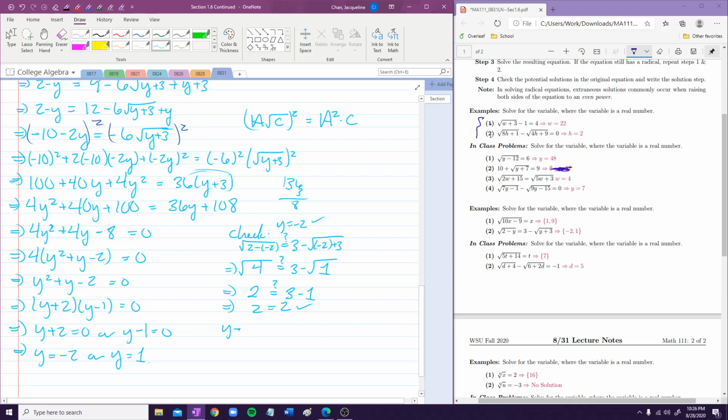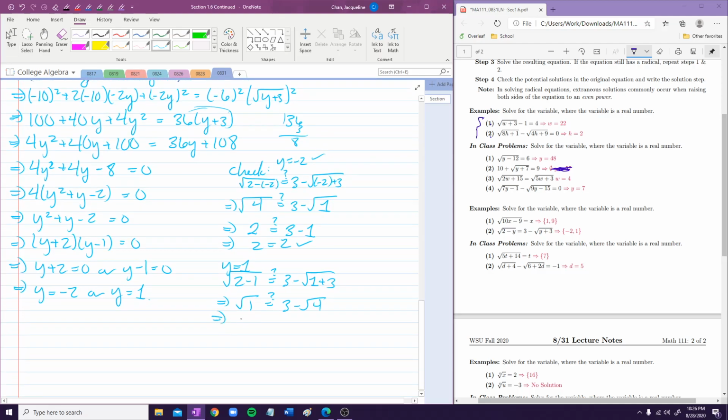So now we have to check y is equal to 1. Okay, so the square root of 2 minus 1, does this equal 3 minus the square root of 1 plus 3? Okay, we have the square root of 1. Does this equal 3 minus the square root of 4? Square root of 1 is 1. Does this equal 3 minus the square root of 4, which is 2? Okay, 3 minus 2, that's 1. These are equal. So that also says y equals 1 is a solution. Therefore, y is equal to negative 2 and 1. Right, and that is our solution.